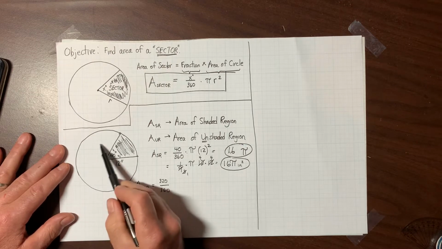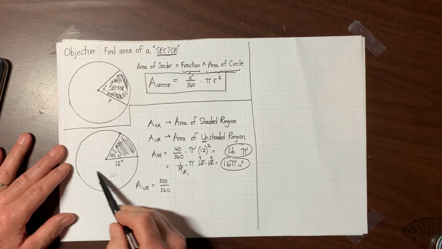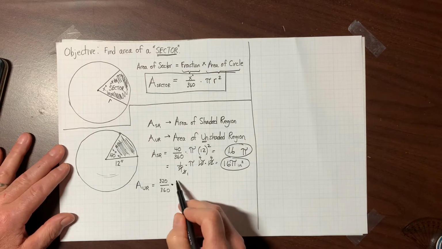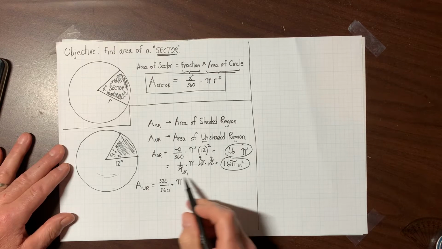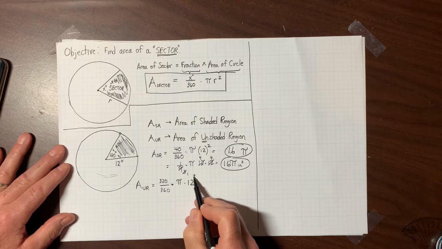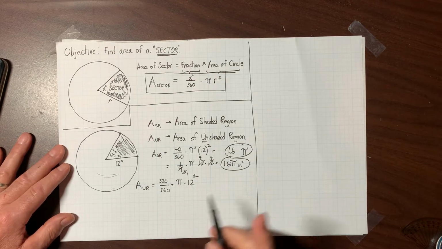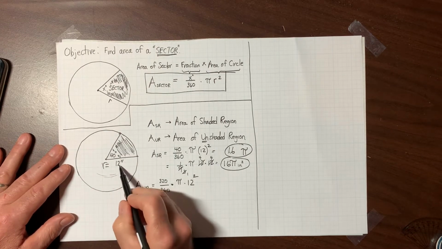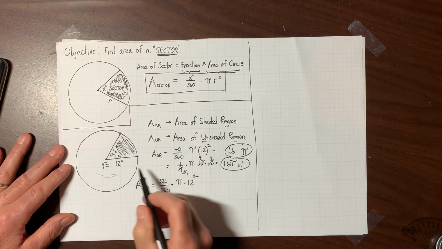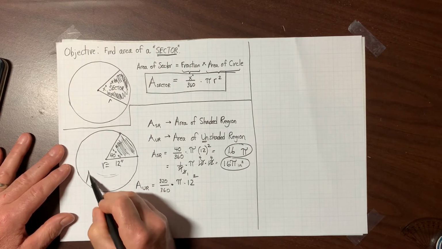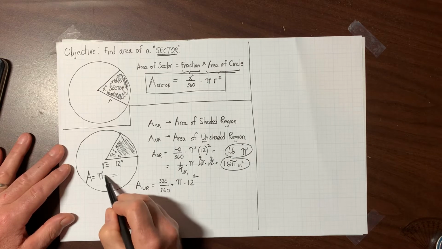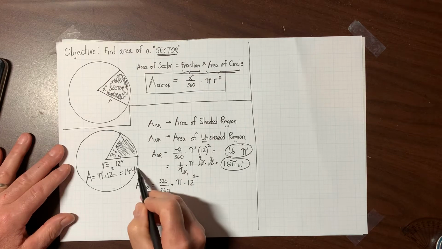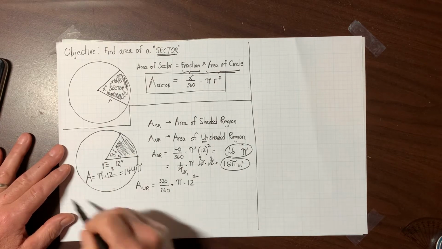So this would be a 320 degree sector here. So I then multiply by pi times the radius squared, times 12 squared. And that would give me my answer. But let's think about this for a second. The radius of this circle is 12. So the area for the entire circle would be pi times 12 squared, which would be 144 pi. That would be the entire thing.